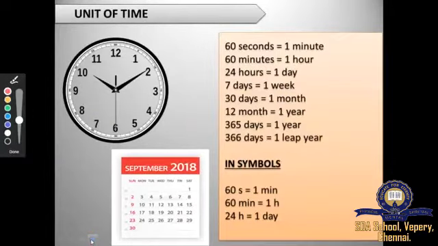Unit of time. 60 seconds is equal to 1 minute. 60 minutes is equal to 1 hour. 24 hours is equal to 1 day. 7 days is equal to 1 week. 30 days is equal to 1 month. 12 months is equal to 1 year. 365 days is equal to 1 year. 366 days is equal to 1 leap year. So in symbols, we can write seconds as S and minutes as MIN, and hour is represented by H.